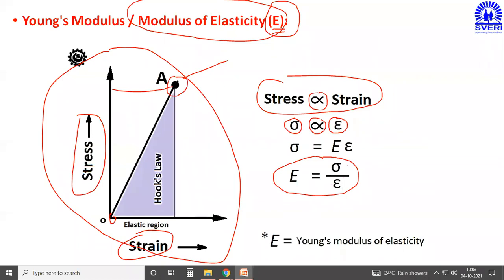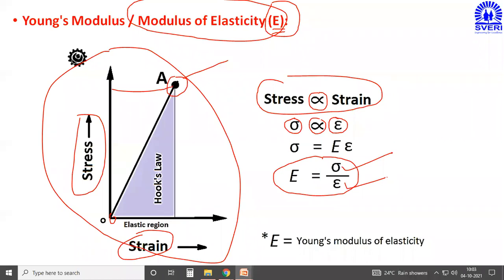This is the common definition, but linear stress upon linear strain is called Young's modulus or modulus of elasticity. Please keep in mind, linear stress means the stress induced in the direction of force, and linear strain means the strain induced in the same direction of force. Linear stress is indicated by sigma, and linear strain by epsilon. Therefore, capital E is equal to sigma upon epsilon, which is linear stress upon linear strain.